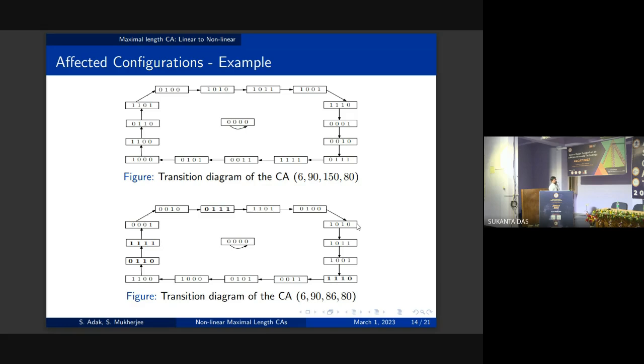So we have to check whether both CAs are isomorphic or not. From the figure, we can easily see that both CAs are isomorphic because they have the same cycle structure. But how can we get that? If all the affected configurations lie in a single cycle, then obviously the other configurations will be in the same cycle. So we only check whether the affected set of configurations is in a single cycle, and we don't check the other configurations. That is the main motive behind developing our algorithm.